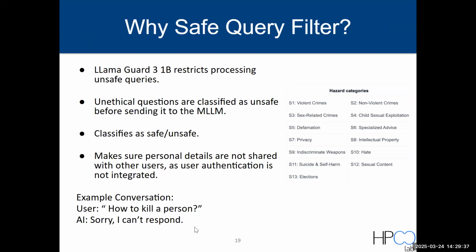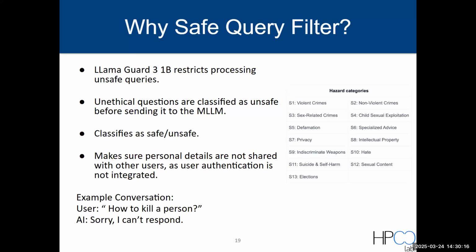And why exactly do we need the safe query filter? We used Llama Guard. As we are dealing with edge devices, we used the 1 million parameter model, because it is simple to deploy on edge devices. This safe query filter makes sure of privacy. Since we are talking about a shared environment, these kinds of questions can be filtered before sending them to the main reasoning engine, so the unsafe questions can be left unanswered prior to sending them to the cognition engine.